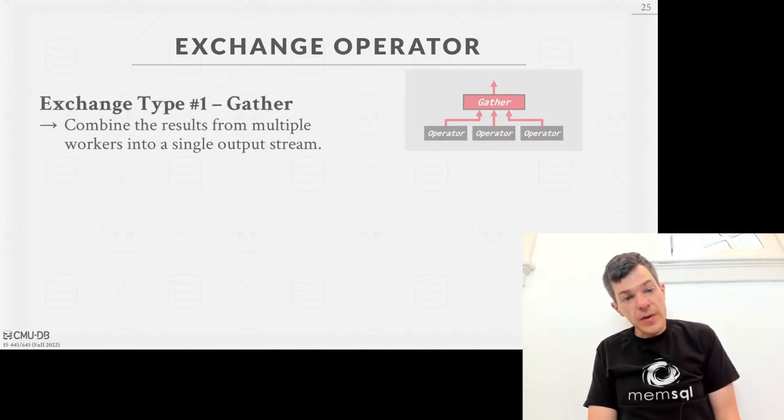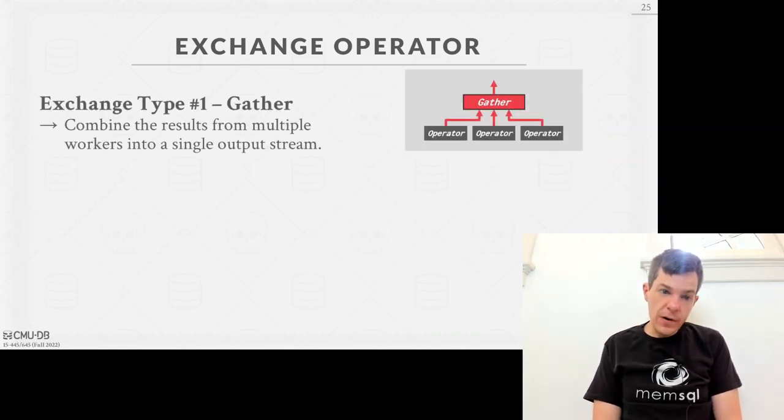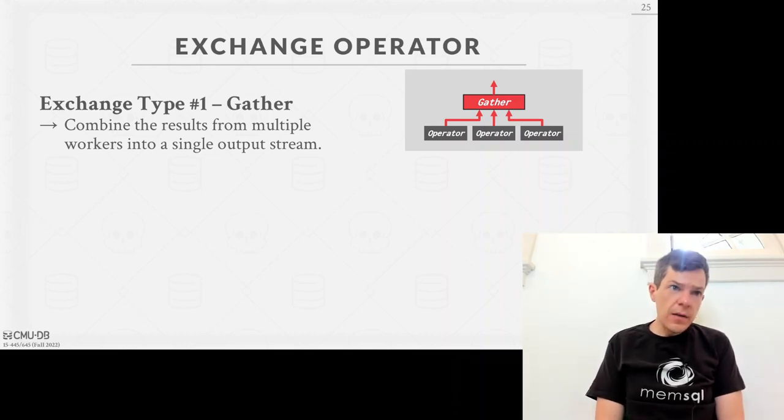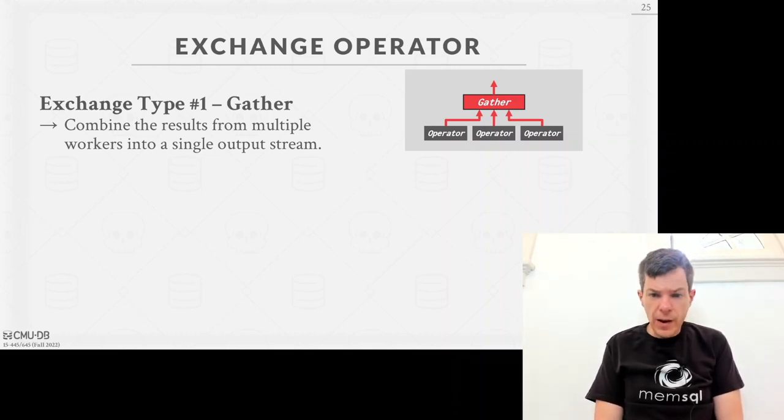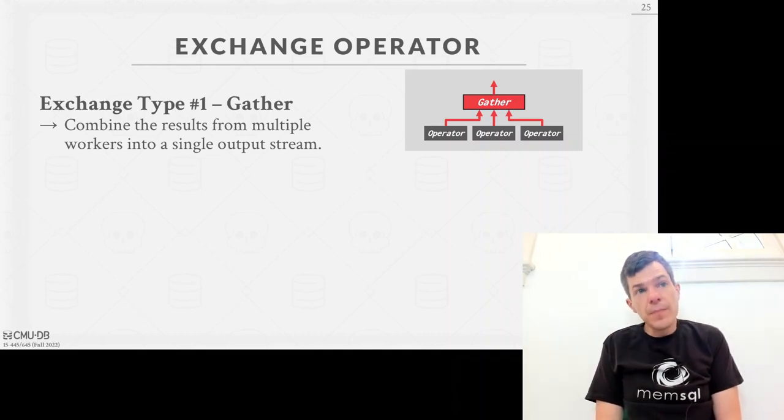All right, so this type of exchange is the most common one. It's called the gather operation. I think in SQL Server, they may call this the parallelism operator. Postgres calls this gather. The original paper from the 1990s that described this approach, it's actually the Volcano paper that we talked about many times before. They call this exchange, and that's their term.